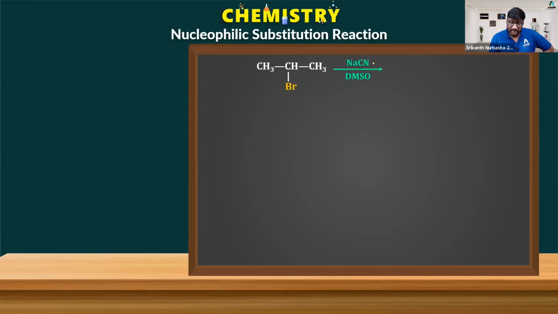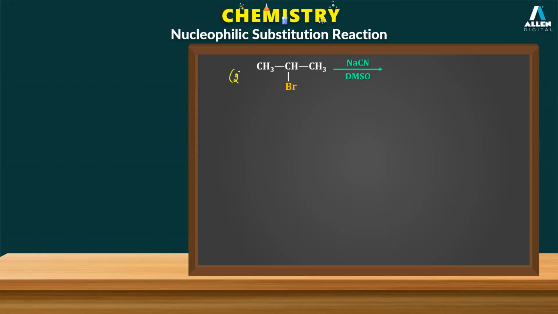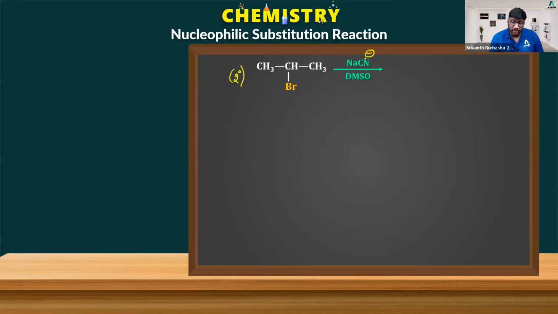CH3CHBrCH3, NaCN, DMSO. What type of alkyl halide is it? Secondary alkyl halide. Secondary alkyl halide, what type of nucleophile do you have? Cyanide. Cyanide is weak or strong? Only two are weak nucleophiles, like water and alcohol. Remaining all negatively charged nucleophiles are strong nucleophiles. DMSO, polar aprotic solvent. Secondary alkyl halide taken with strong nucleophile and polar aprotic solvent.